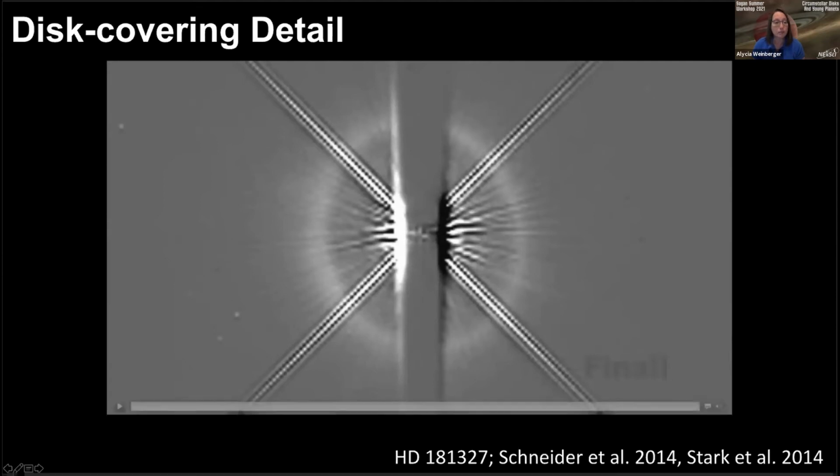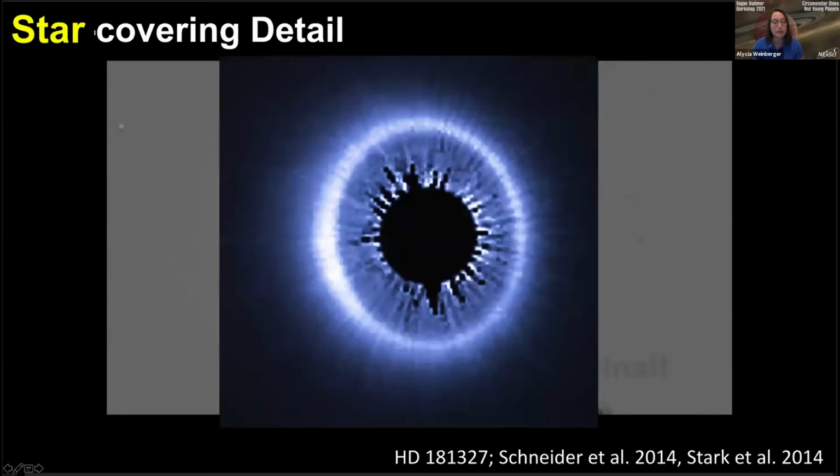And you can do this at multiple orientations of the disk or the telescope with respect to the disk to try to get rid of the coronagraph and the diffraction spikes and wind up with a final image. So this is HD 181327.